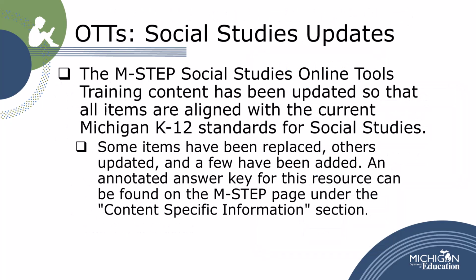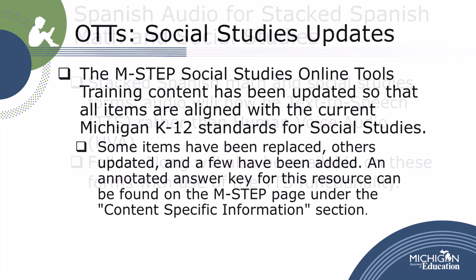The MSTEP Social Studies Online Tools Training content has been updated so that all items are aligned with the current Michigan K-12 standards for social studies. Some items have been replaced, others updated, and a few have been added. An annotated answer key for this resource can be found on the MSTEP page under the Content-Specific Information section.